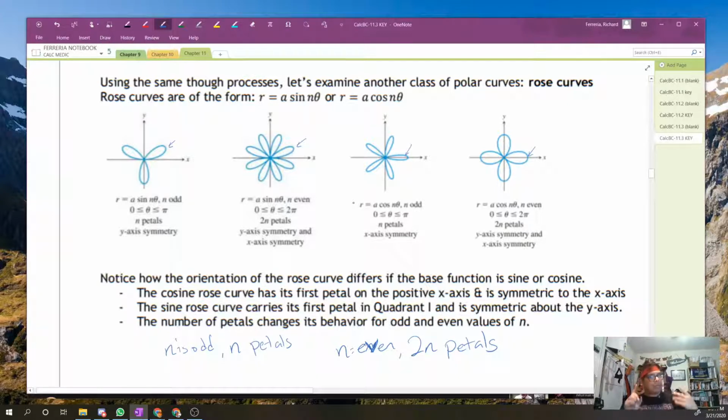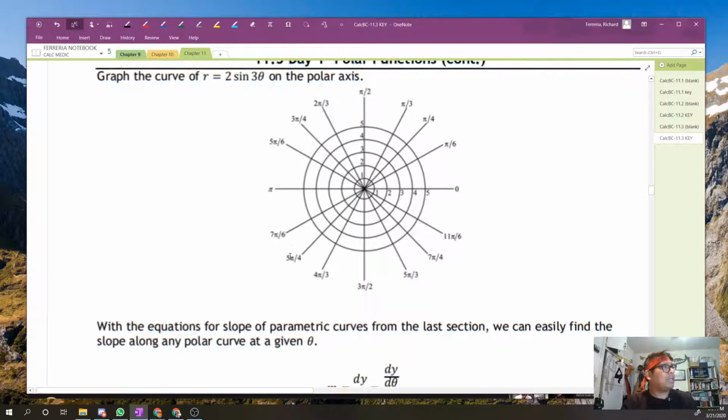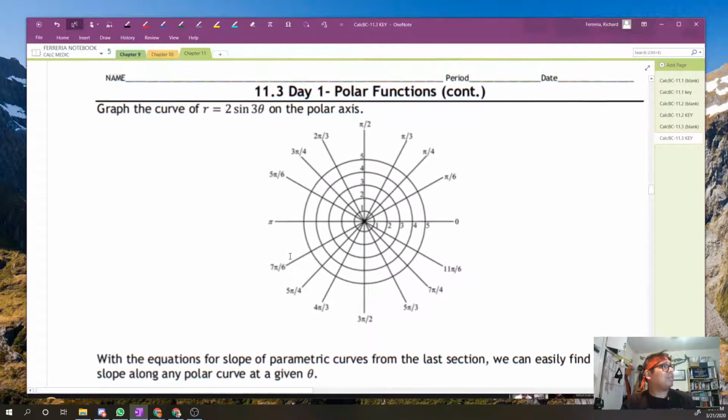And then once you've got those basic rules down, all you really need to do is figure out how to arrange the petals so that you're symmetric. Okay? All right, so let's move on. That's all we really needed to discuss here. Let's do this one: 2 sine 3 theta.